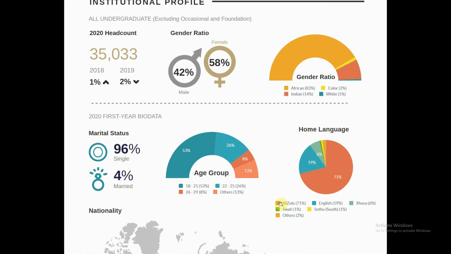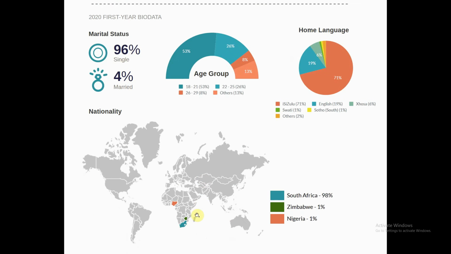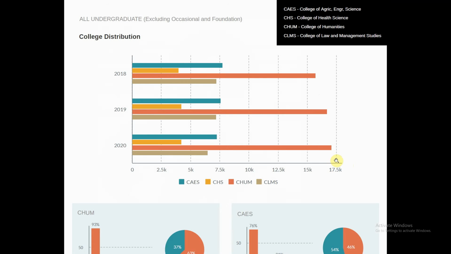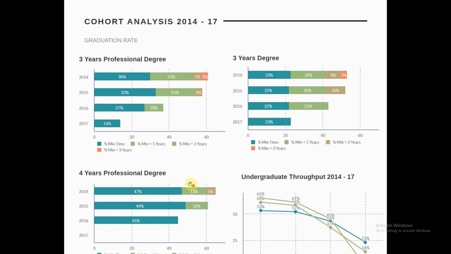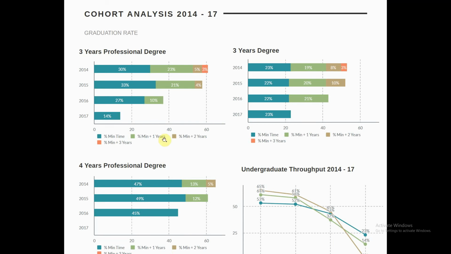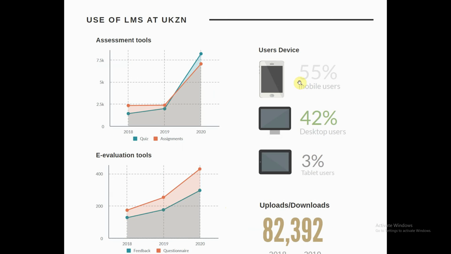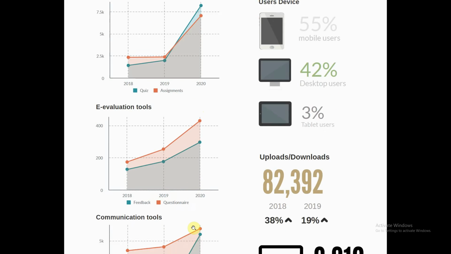The average student is about 22 years old and speaks isiZulu as a home language. Almost all students come from South Africa, with just about 1% from Zimbabwe and 1% from Nigeria. We can view the race and gender distribution among the 4 colleges. Between the 3- and 4-year programs, the proportion of students who finish in minimum time is much higher in the 4-year programs.